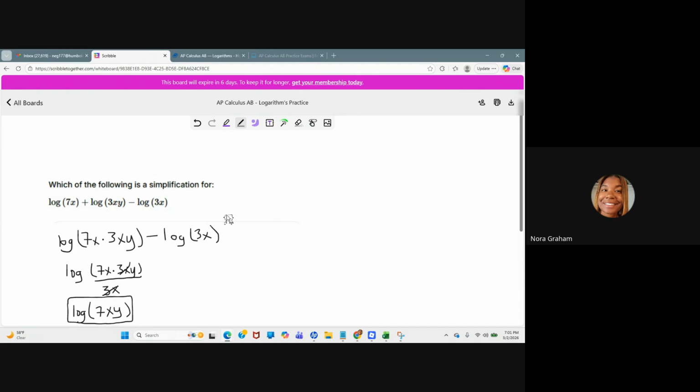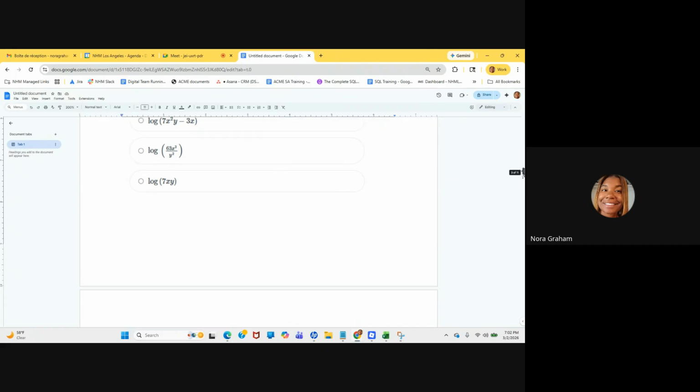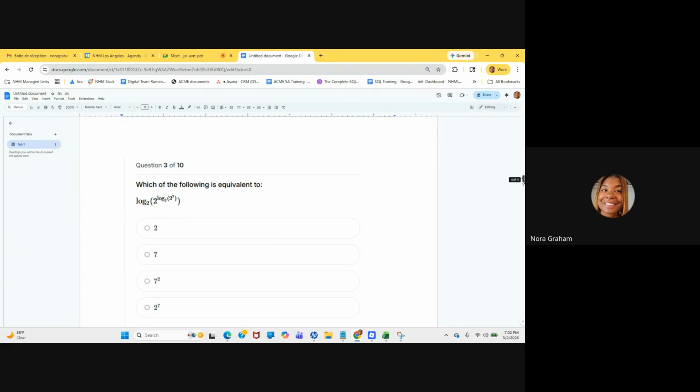Let's see if it's on there. We have log 7xy. Log 7xy, that is correct. That's going to be the answer for that one. Cool. Let's go on to the next one.